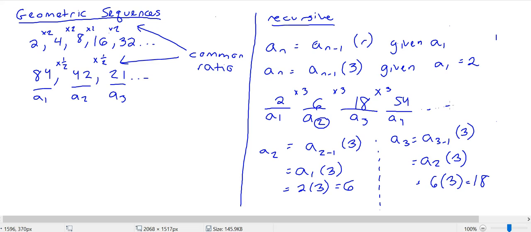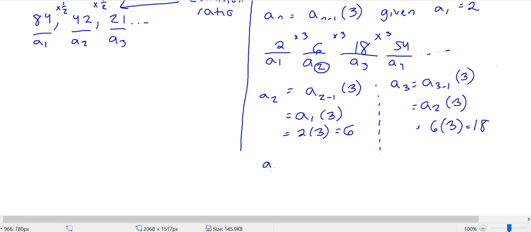The problem with using a recursive definition of a geometric sequence, or even an arithmetic sequence, is, let's say we wanted to find a sub 20. So a sub 20 is equal to a sub 20 minus 1 times 3. So a sub 20 is equal to a sub 19 times 3. The problem is we don't know what a sub 19 is. Let's say we tried to solve for a sub 19.